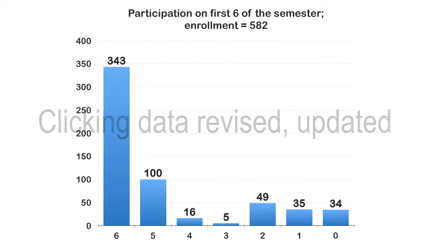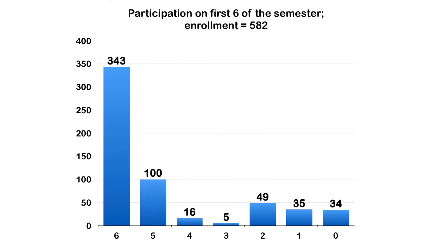And this is what the participation rates look like. We've had 6 clicker questions. Remember, two Thursdays ago we didn't have class on account of the football game. And so the first official clicking was last Tuesday, then last Thursday, and then this Tuesday. So that's 3 sessions. We've had 6 questions. And 343 out of 582 students have answered all 6. So those guys are in good shape.